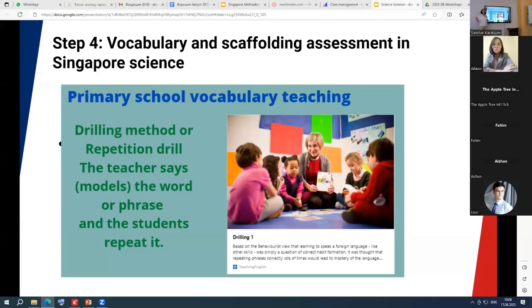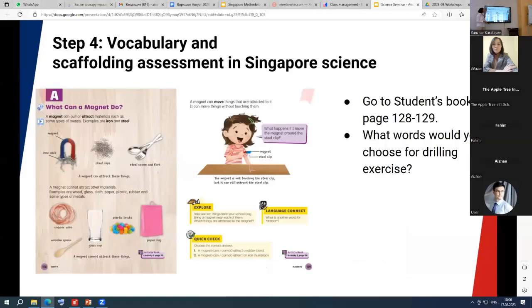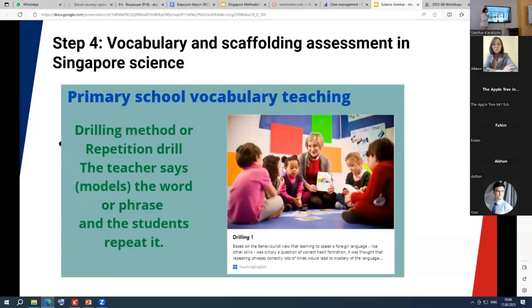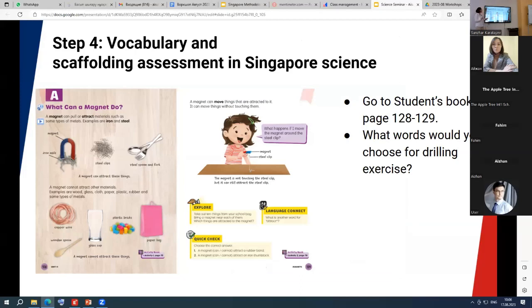If I see a student who's struggling with one particular word, I ask him or her to repeat the word until they improve the pronunciation. So for vocabulary, this is how they learn the new words. Also, let's go back to our books. What words would you choose for a drilling exercise? Pages 128, 129. This is the unit about magnets. While I'm planning, I also choose the words that must be drilled during the lesson. That's why it's important to go through tests and revisions, so you know what words are significant in this unit. Probably the highlighted words, but what other words would you choose to focus children's attention so they know for sure?